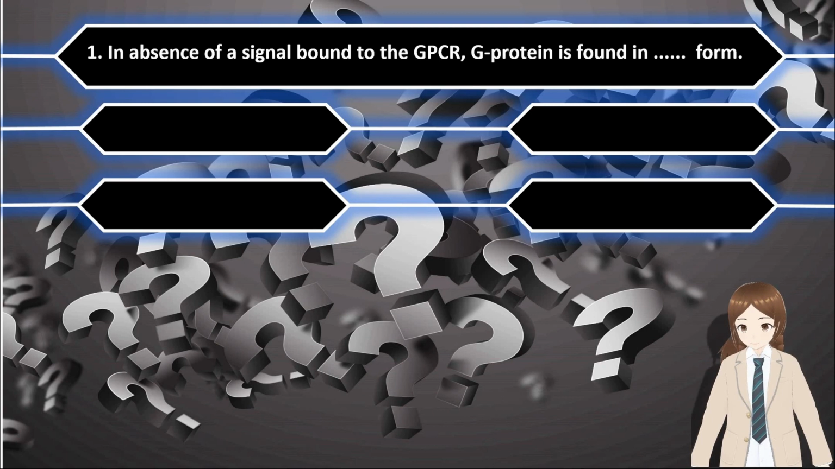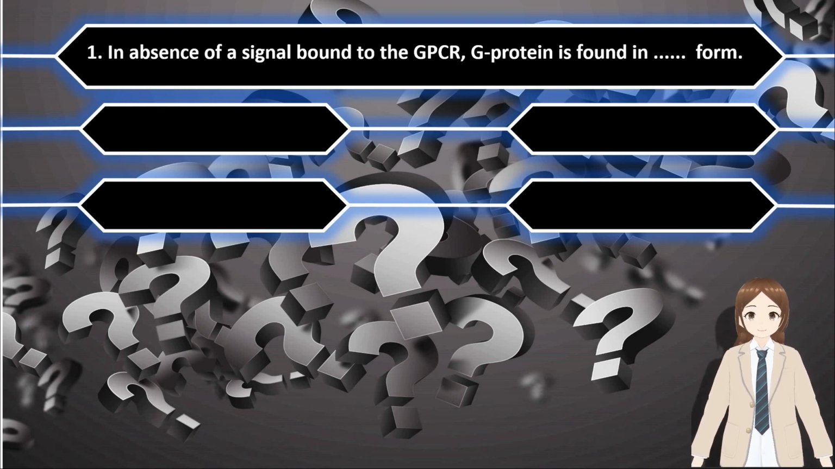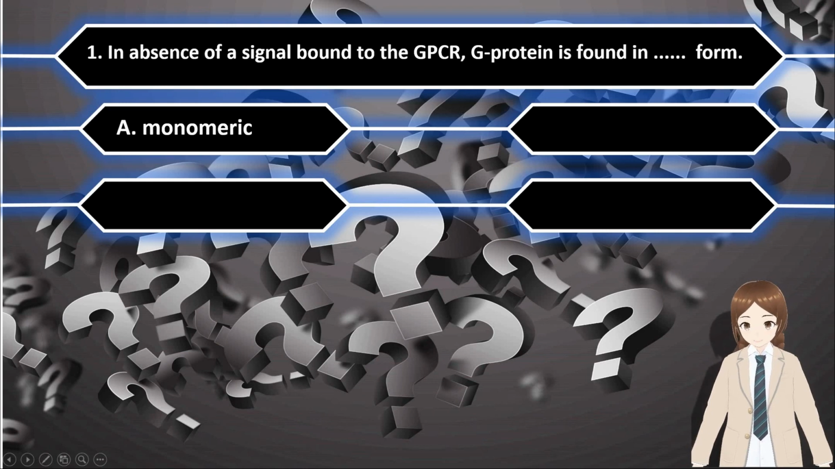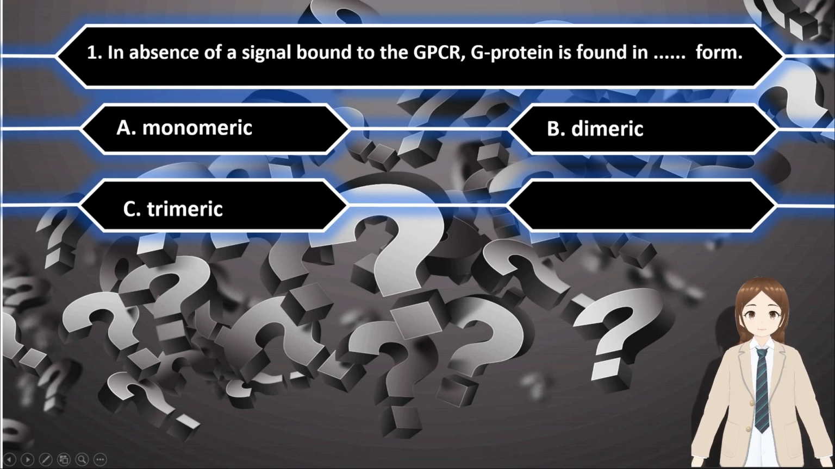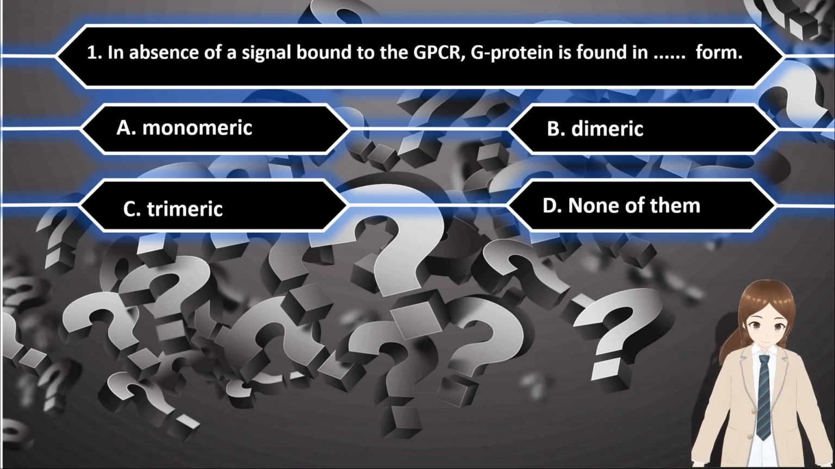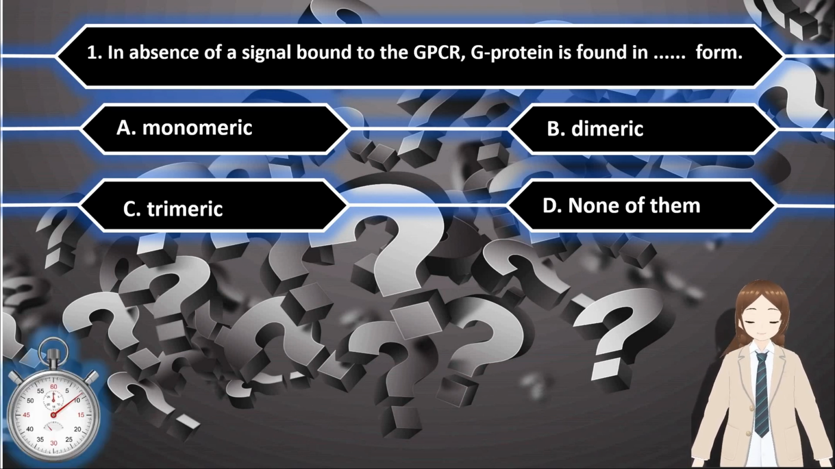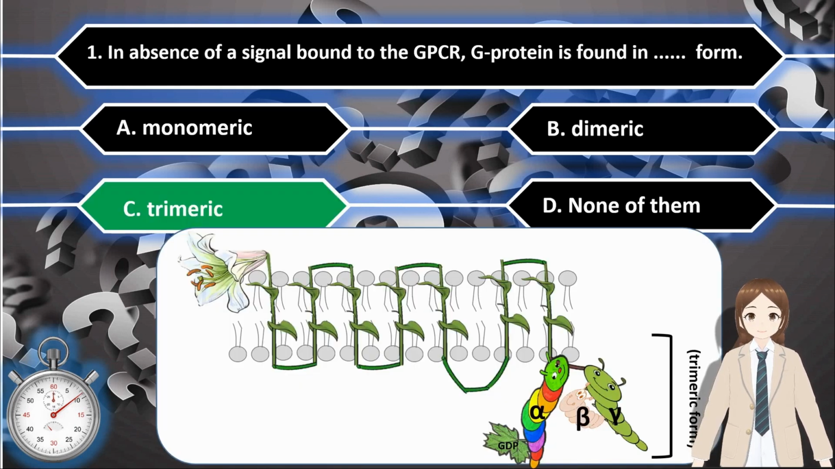Question number 1. In absence of a signal bound to the GPCR, G protein is found in A. Monomeric, B. Dimeric, C. Trimeric, and D. None of them. You have 10 seconds. Time is over. The correct response is C. Trimeric.